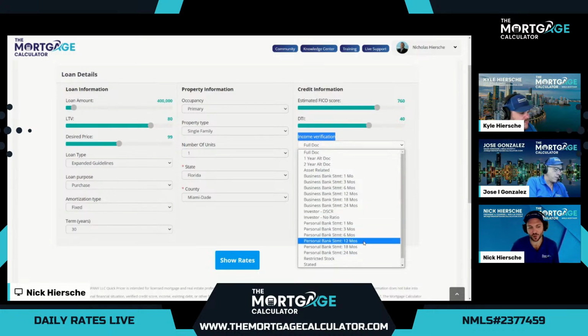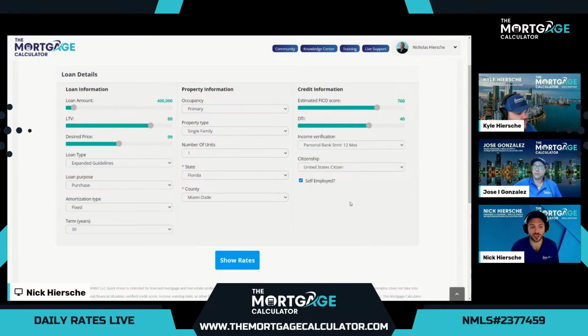And our most popular program by far for a non-QM program is going to be our personal bank statement, 12 months. And that's for our typical self-employed borrower. Many of our self-employed borrowers have various write-offs on their tax return. So 2 years of tax return often results in less income than they would hope for. So in this case, we're going to use a non-QM program to get 12 months of their bank statements to determine a debt to income ratio, in this example of 40, using their bank statements and their actual cash and expenses in the bank rather than their tax return.